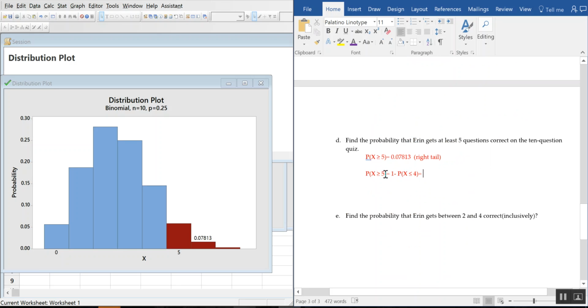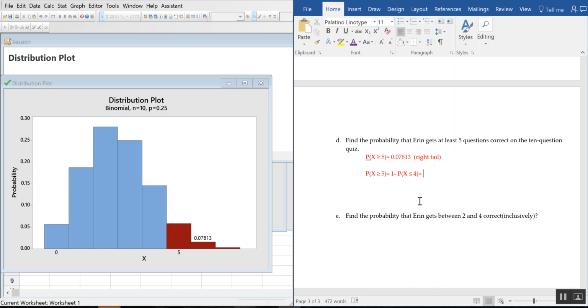So again, you might be thinking, oh, if this is greater than 5, shouldn't I be doing less than 5? So greater than or equal to's opposite would be a less than? Yes, but what's less than? Well, she wants 5 questions or more, so the opposite would be doing 4 questions or less. So that's why it's less than or equal to 4, not less than 5.